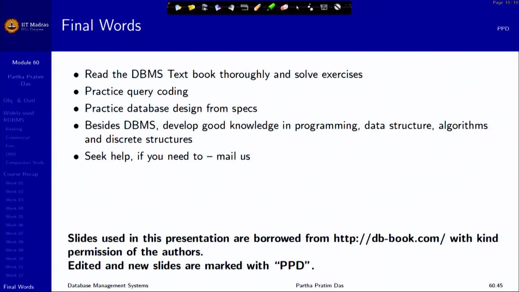It's an engineering course, so it's practice, practice, practice design, practice specification, practice coding. And also remember that to have a good hold over the database, you must be strong in algorithms, data structures, and discrete structures, at least the fundamentals of that. And beyond that, if you need any help, we will be happy to help you.